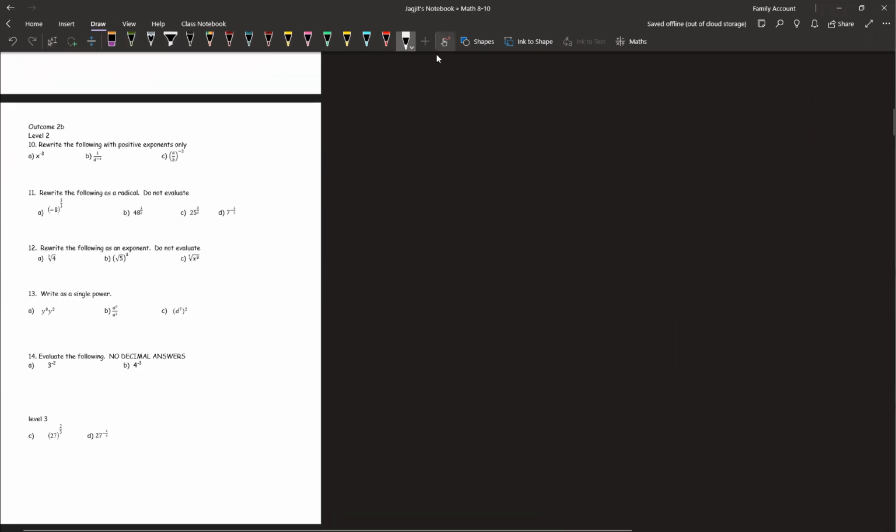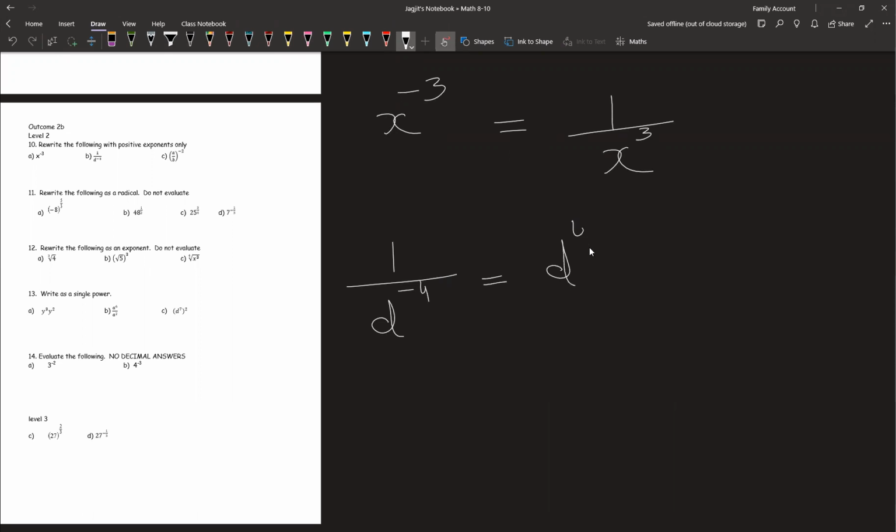Okay, let's go over exponents now. We have x to the power minus 3. The question is saying write these as a positive exponent. So we will just take the reciprocal, move it down, and the exponent will become positive. Next is 1 over d to the power minus 4. We'll take the reciprocal, move it to the top, and the exponent will become positive. It just changes its sign when you take the reciprocal. If I give you a over b to the power minus 2, take the reciprocal, it becomes b over a, and now your exponent becomes 2.